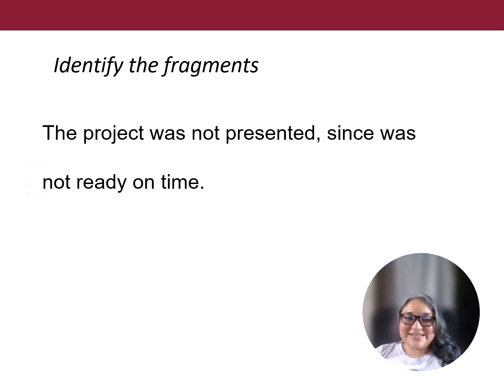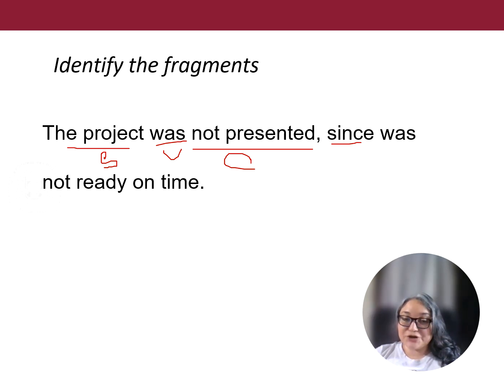Let's analyze it. The project was not presented. I need to verify that there is a subject, a verb, and a complement. So far, the sentence looks good. But what happens when I analyze the second part? I have here a subordinating conjunction and a comma. I know that I don't need a comma before a subordinating conjunction. Therefore, I need to eliminate this comma. Since was not ready on time, what is missing here?